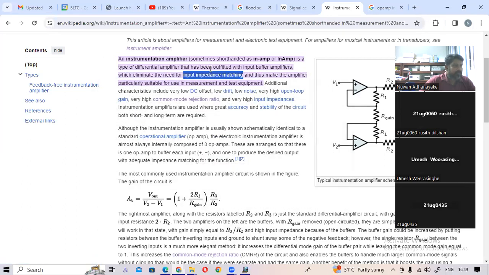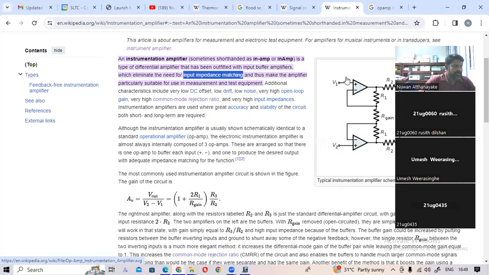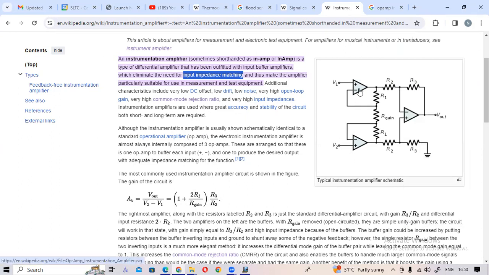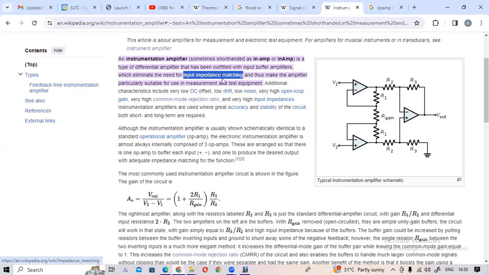But when we are designing an amplifier normally, without using op amps, using a transistor, if we are designing a transistor amplifier, we can design it to match the impedance. So there is no additional impedance matching circuit.